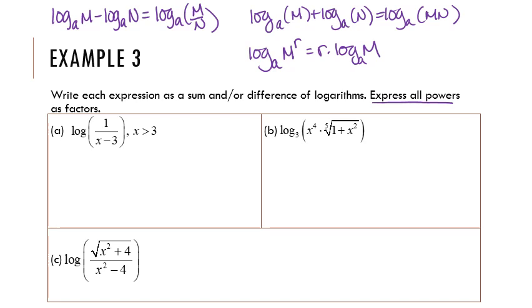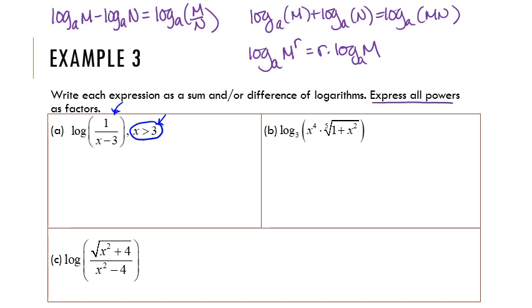Okay, looking at letter A. Now sometimes you're going to see these little things, sometimes you won't. So when you see this in your book, this is just the author saying, okay, so remember we're dealing with logarithms. Whatever you're taking the logarithm of has to be a positive number. So we need to make sure that the domain is x is larger than 3. All right, looking at this.